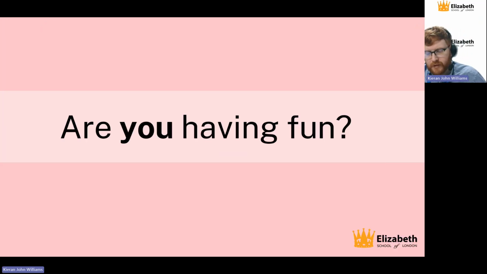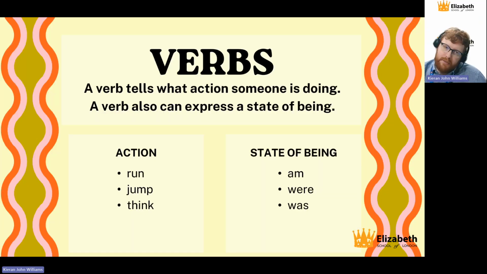All right. So on to the next part of speech, which is verbs. Verbs tell us what action someone or something is doing. A verb can also talk about a state. So not always about an action, but about a feeling or a state like that. Verbs as actions can be run, jump, think, study, sleep, eat, work, things like that. Whereas state of being, you can see here, I am or I was, we were, things like that.